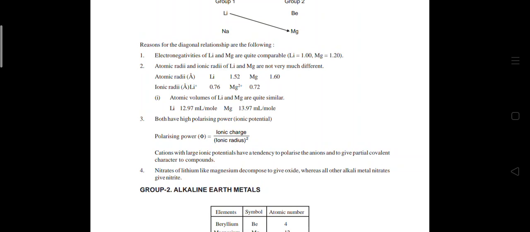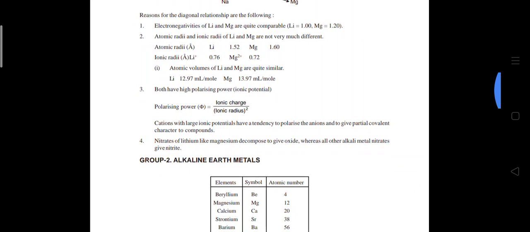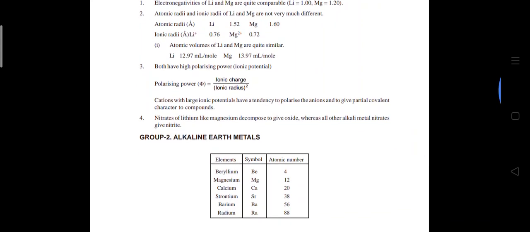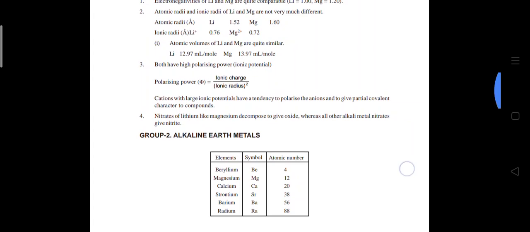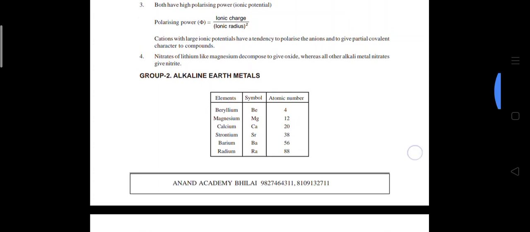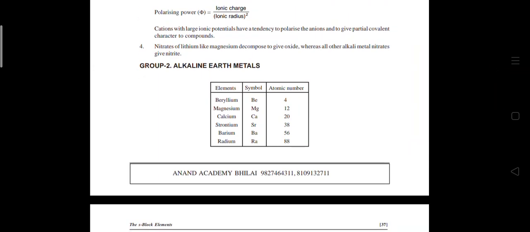Atomic radii and ionic radii of lithium and magnesium are not very much different. Atomic volume of lithium and magnesium are similar. Both have high polarizing power. Nitrates of lithium, like magnesium, decompose to give oxide, whereas all other alkali metal nitrates give nitrite.